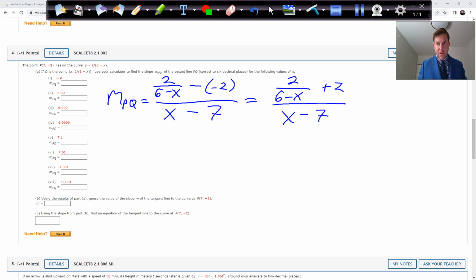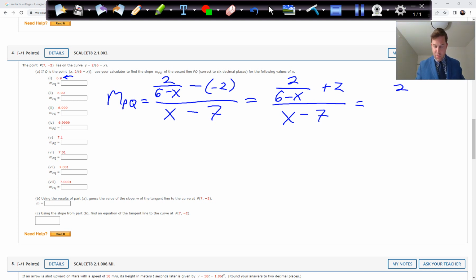So if you pick 7, you get divided by 0. So what we do is we pick numbers close to 7 but not equal to 7. So we pick numbers smaller than 7 like 6.9, 6.99, getting closer to 7. Then we pick numbers bigger than 7, 7.1, 7.01, 7.001. Both are getting closer to 7 but not ever letting it equal 7. So let me just do one and then I'll put in the answers for the others and we can talk about it. So let's say we put in 6.9.